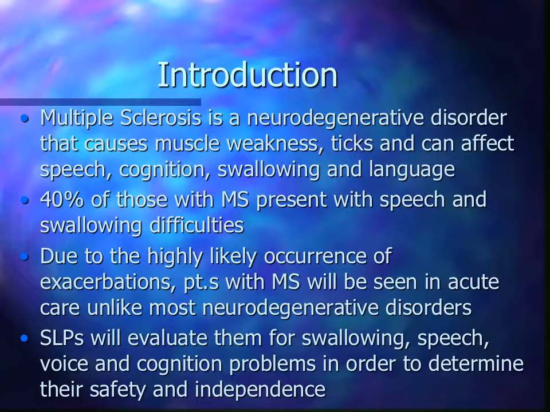Each relapse can cause permanent damage, or they may recover, and that's why we see patients with MS in acute care. SLPs will evaluate them for swallowing, speech, voice, and cognition problems in order to determine their safety and independence. After each exacerbation or relapse, it's important to evaluate if the patient has suffered permanent damage or is going to recover. You might not know this right away, but it's key for an SLP to assess where they are once their relapse has ended, and in order to assess their level of independence and if they can go home without any additional care.